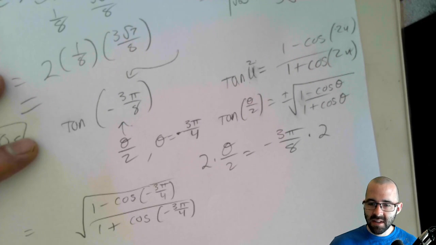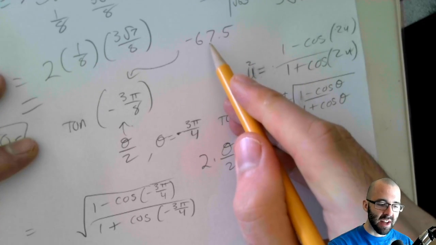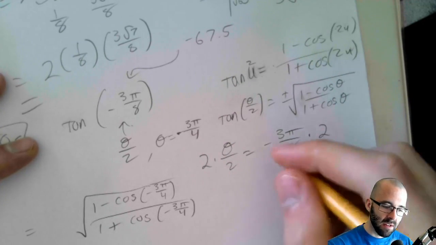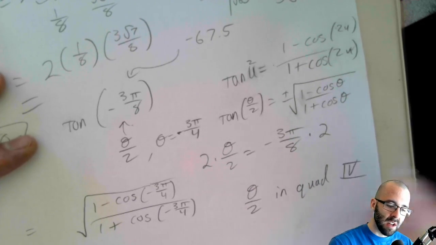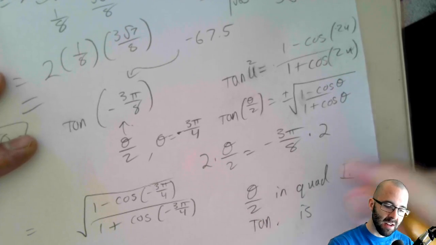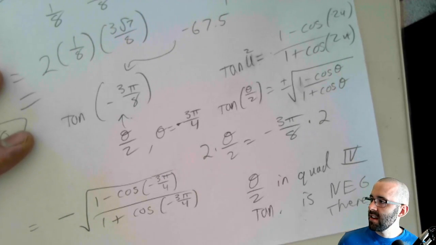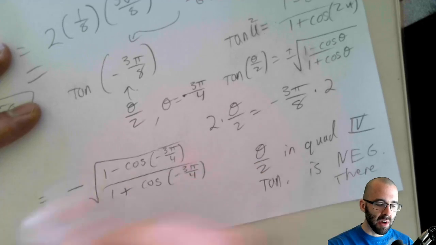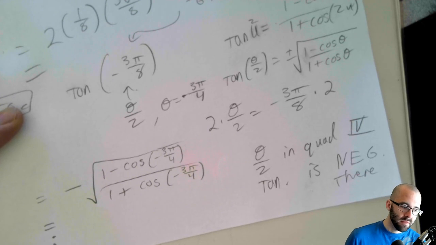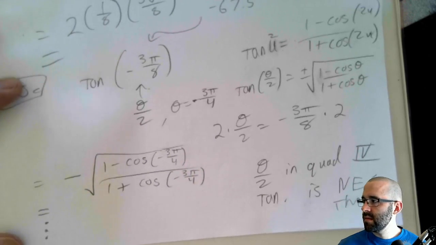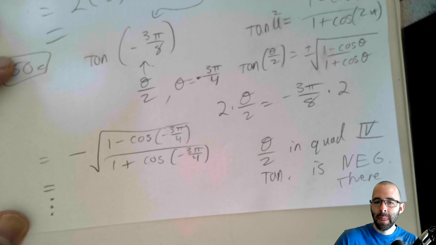Okay. Oh, I cannot see myself anymore. -67.5. What quadrant is that in? That's the fourth quadrant. Right? Theta over 2 is in the fourth quadrant, and tangent is negative there. That's how we know there's a minus sign here. All right, and then this is most of the points. But of course, you need to simplify. Watch out for these half angle ones too. They're going to be tricky for a lot of people.